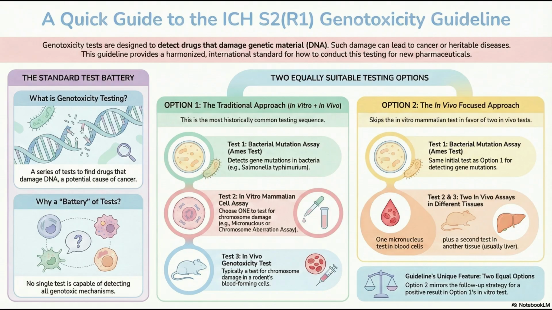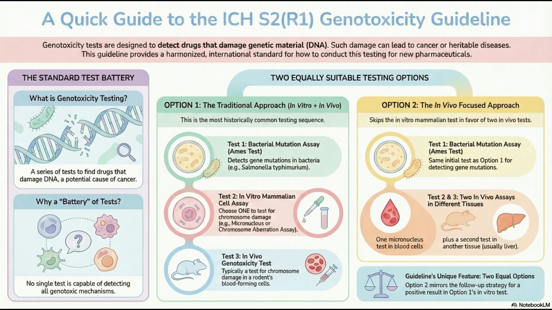All right, let's transition into the standard practice. If the stakes are cancer and heritable risk, the obvious next question is, what sequence of tests do we actually run? Why do we even need a battery of tests? Why not just one perfect screening tool? Because that perfect tool, well, it just doesn't exist. No single test is capable of detecting all the genotoxic mechanisms that are relevant to tumorigenesis. The whole goal of the battery is breadth to capture as many potential mechanisms as possible.